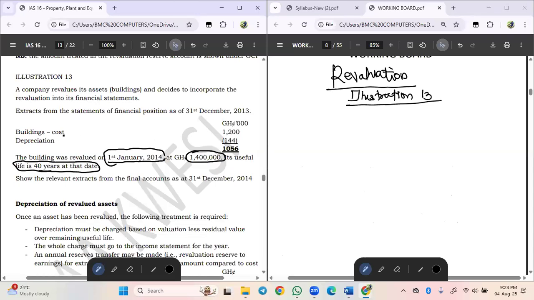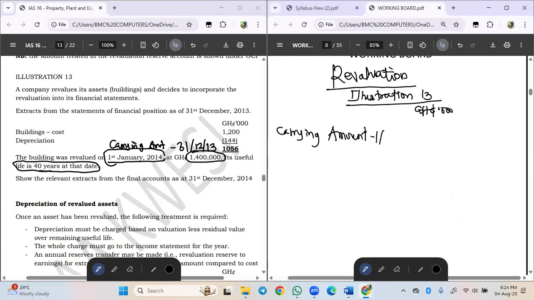Now, they've given us the carrying amount already, and this carrying amount is as at when? 31st December 2013. And I've been saying this is the last day of the period. So it is the same as the carrying amount for 1st January 2014. I hope you all agree with me. Yes. So the carrying amount that we have, they've already calculated it, so there's no need for us to calculate.